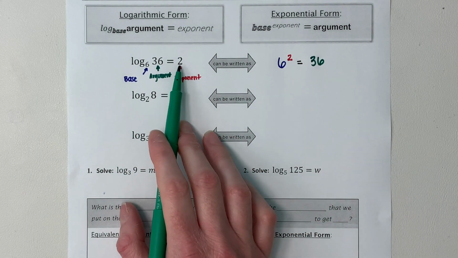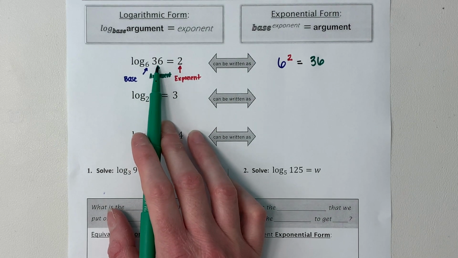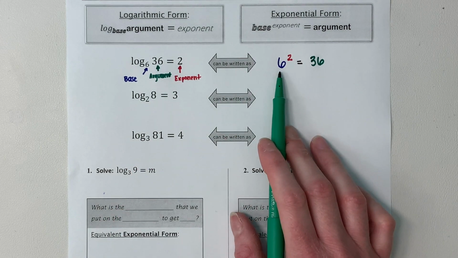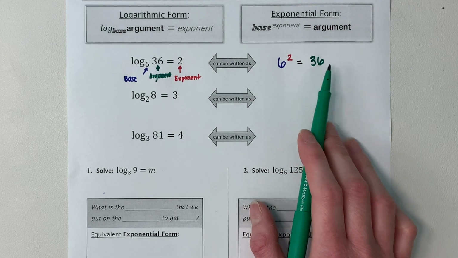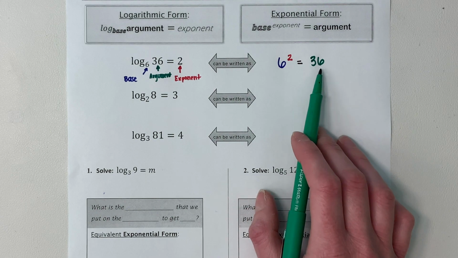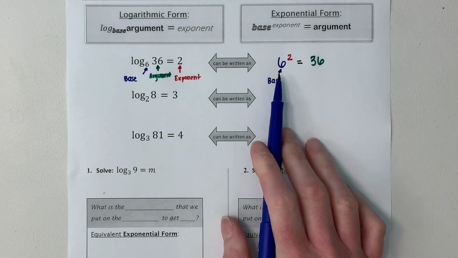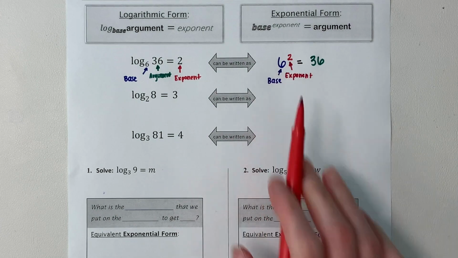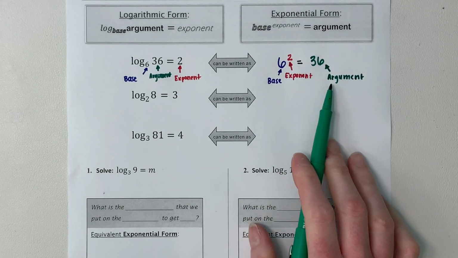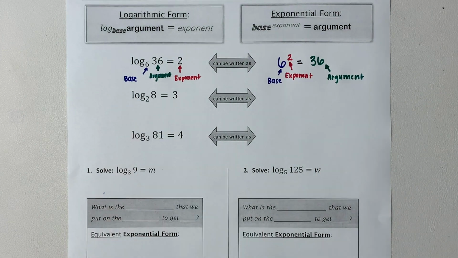This means that 2 is the exponent we need to put on the base 6 to get the answer 36. This says the same exact thing. And if we label the pieces here, 6 is our base, 2 is the exponent, and 36 is the argument, which means the answer. Let's take a look at this example.